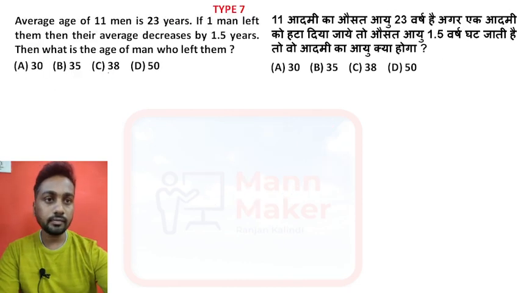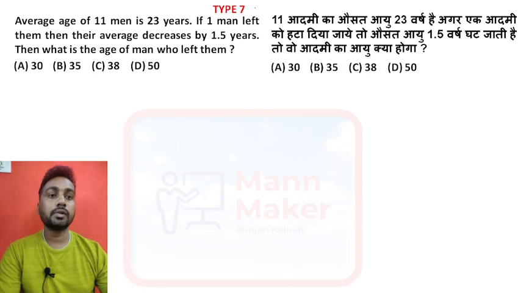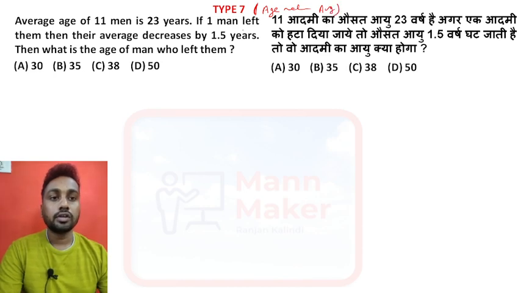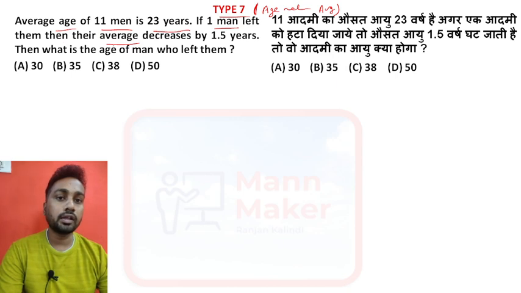Okay, now coming to the last type, type 7. In type 7, what is the name of this type? Age related. Age related questions you will find in average form. Okay, so in type 7 what you need to do? You will find age related question. Average age of 11 men is 23 years. If one man left them, then their average decreases by 1.5 year. Then what is the age of the man who left them?